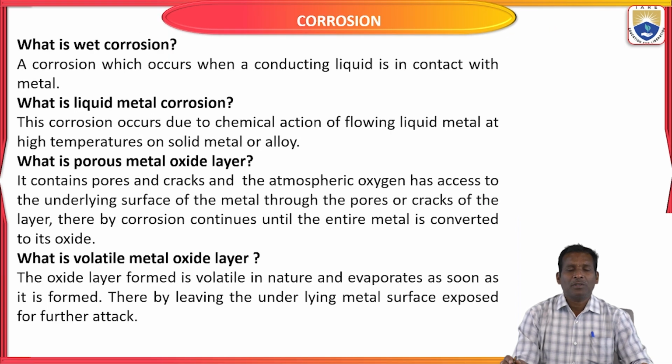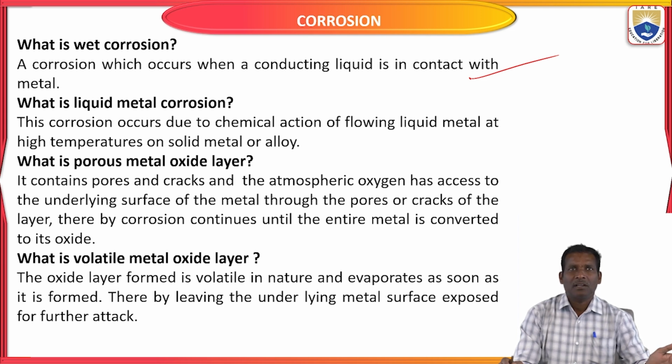Next, what is wet corrosion? A corrosion that occurs when a conducting liquid is in contact with metal. Whenever the liquid is in contact with the metal surface, the corrosion occurs. This type of corrosion is called wet corrosion. What is liquid metal corrosion? This corrosion occurs due to chemical action of a liquid metal at high temperatures on solid metal or air.